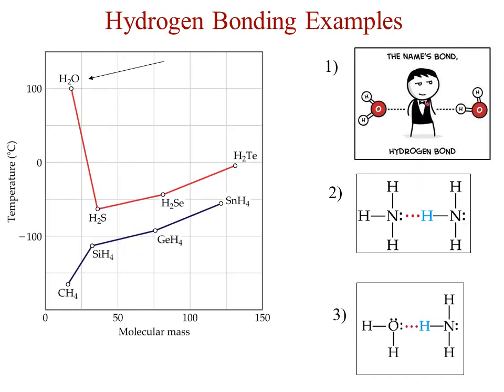So I like the little cartoon. The name's Bond, hydrogen bond. And if you look at the picture, that little dotted line that runs from one water molecule to another is described as the hydrogen bond. It's the oxygen of one molecule attracting the hydrogen of the other.